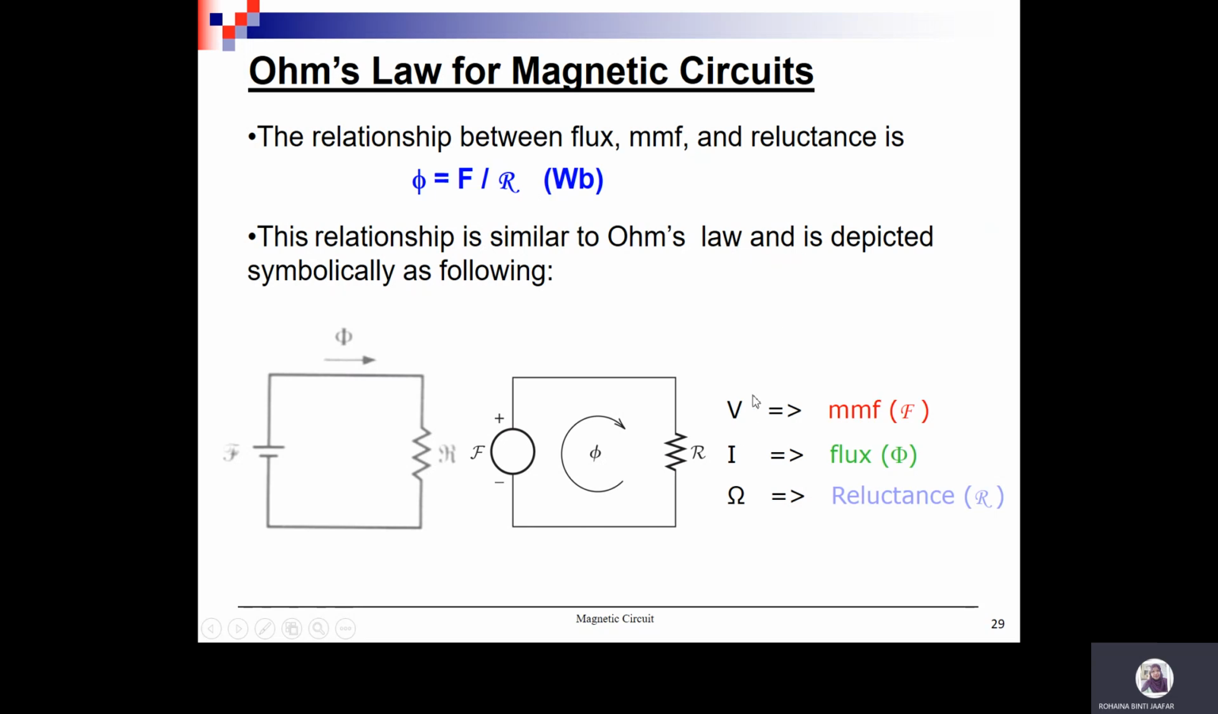In an electrical circuit, for the source we use V, but in a magnetic circuit we use F or MMF. The current in an electric circuit we use I, but in a magnetic circuit it is flux, or Phi. And for the resistor in an electrical circuit we use ohm, but in a magnetic circuit we use R, or reluctance. So the concept is the same between magnetic circuit analysis and electrical circuit analysis.